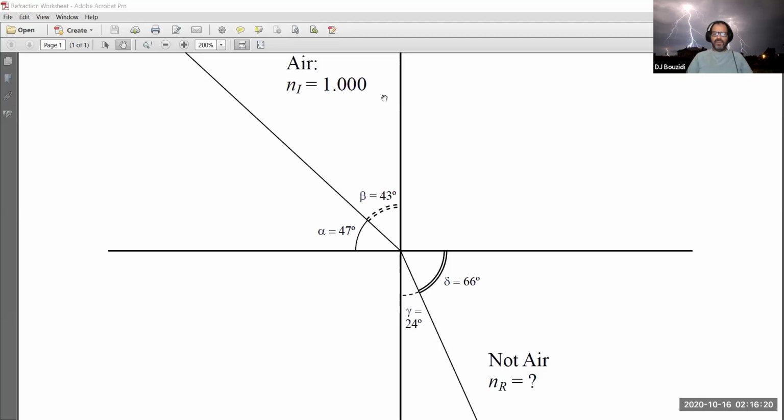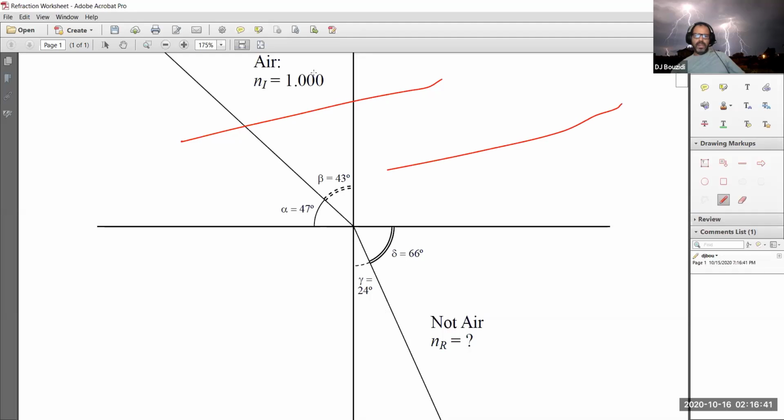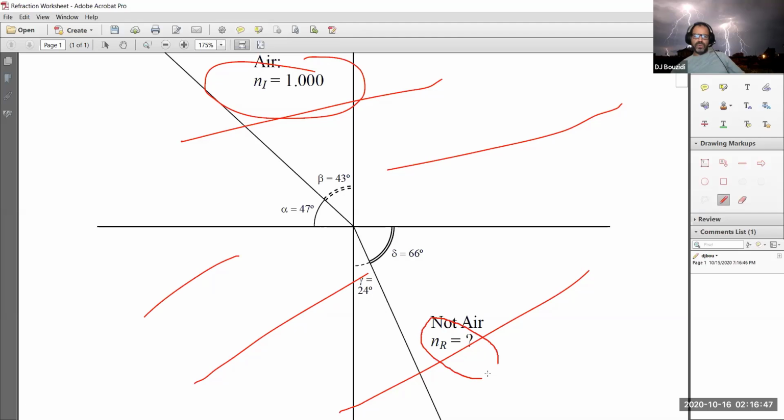Which one do you think is the angle of incidence? 47 degrees. Is it 47 or is it 43? This is the medium. See, this entire medium has an index of refraction n1. This entire medium has an index of refraction that we don't know what it is. It's an nr. This is the separation between them. This is the surface of the water, if you wish. This is the normal. And here, which one is the angle of incidence?